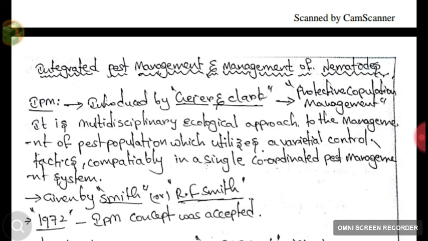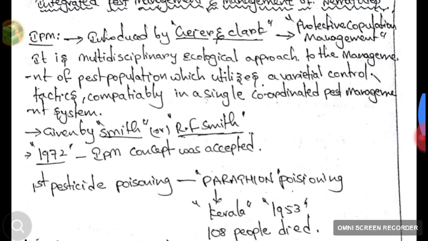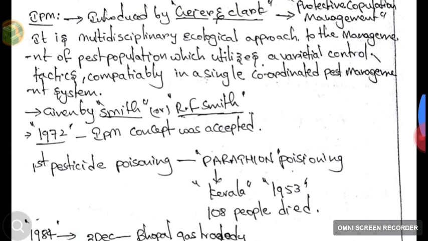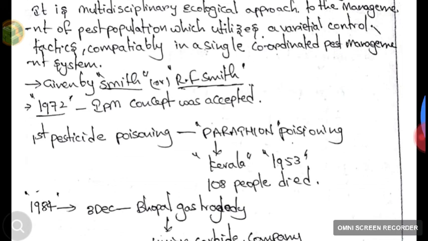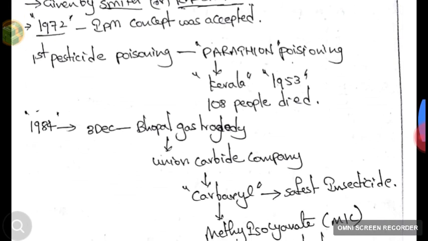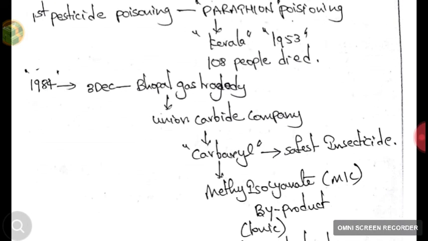It is a multidisciplinary ecological approach to the management of pest population, which utilizes various control tactics compatibly in a single coordinated pest management system. This definition was given by R.F. Smith. In the year 1972, the IPM concept was accepted. The first pesticide poisoning was called Parathion poisoning, which occurred in Kerala in the year 1953. 108 people had died. We learned about the Bhopal gas tragedy, which happened on 3rd December 1984.